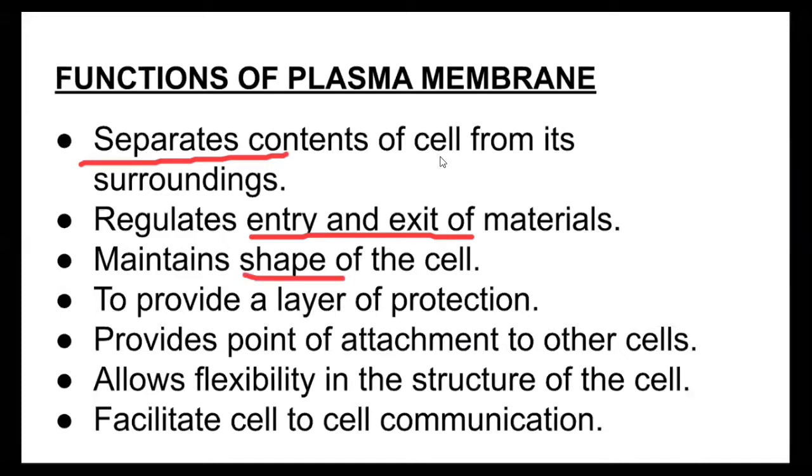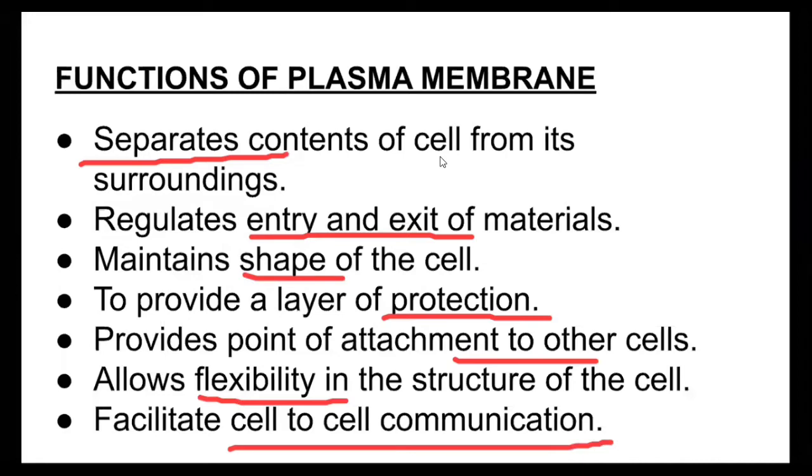You have seen there are so many different types of cells in our body. This shape is given by the plasma membrane, and it protects the cell contents. Attachment to other cells allows flexibility to the structure of the cell. If the cell has to change its shape, like in the case of RBC, RBC has to squeeze in very thin capillaries also. That is done because of the flexibility of the plasma membrane. Then cell to cell communication is also done by it.